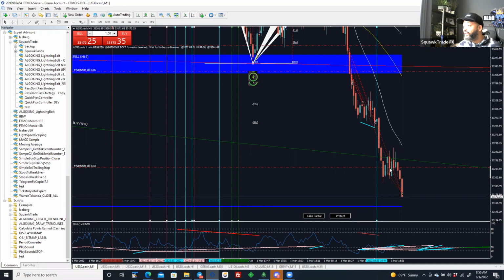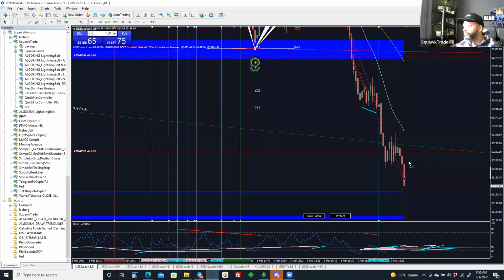It retested. It broke again. I got in early on the original break. I thought it was going to run. It did run a little, a few pips. I could have taken partials. It came back up. It retested this level. And now it's shooting down.